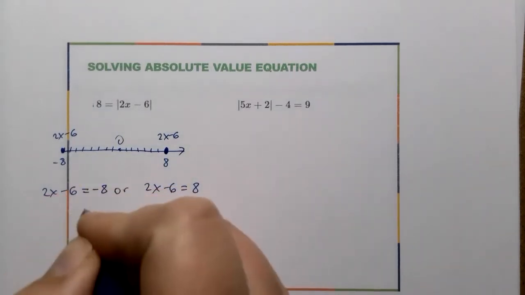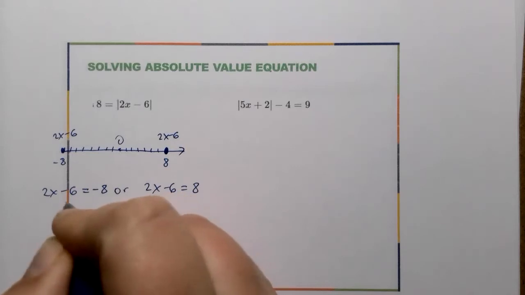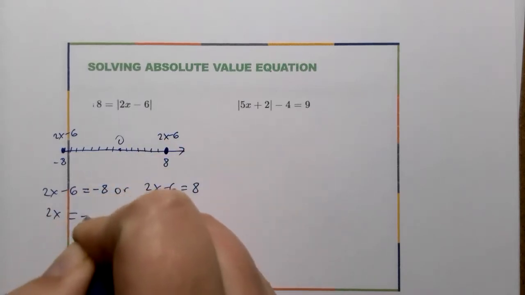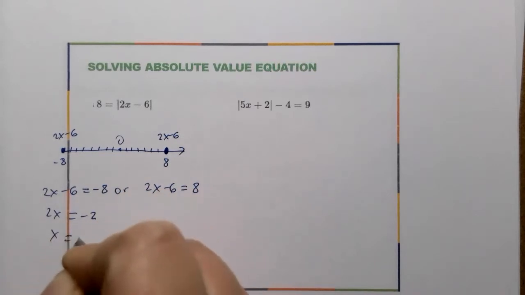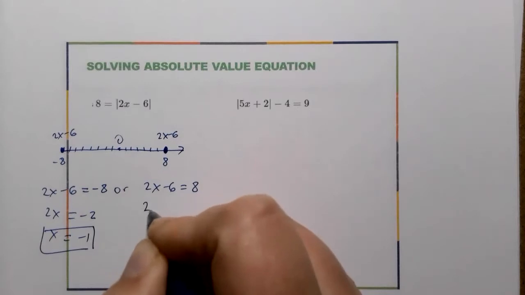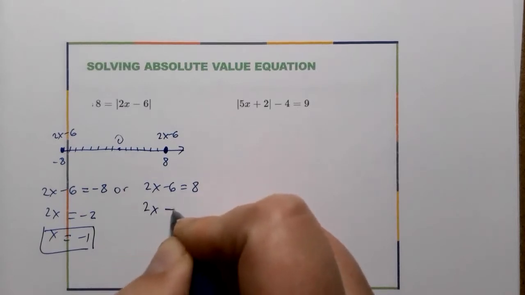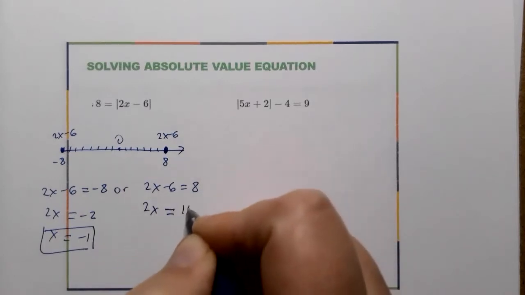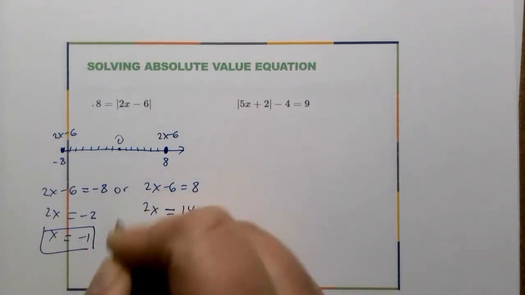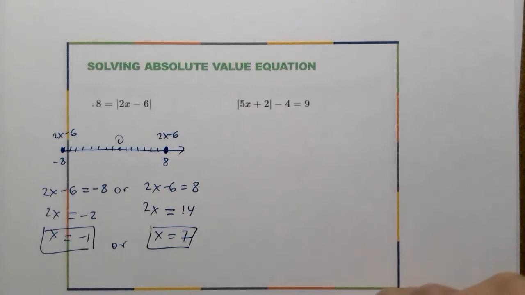Okay, so solving, adding 6 to both sides, we have 2x equals negative 2, x equals negative 1, and then continue. 2x equals 14, so x is 7. So x is either negative 1 or 7. We have two solutions to this equation.